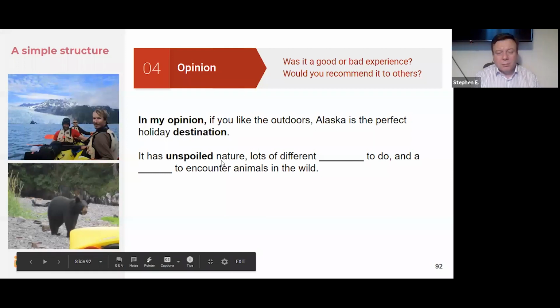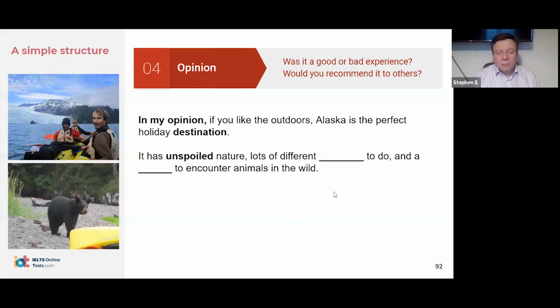So I gave you that one, unspoiled nature, lots of different... So what are they doing there? What would we call that beginning with an A? If you do something active, it is... So activities, and then what, to encounter wild animals in the wild. Yeah, Joanna, good. Okay, chance. Very good.